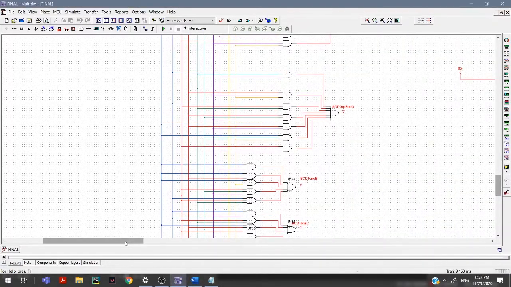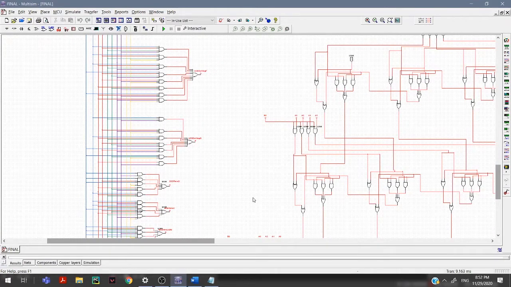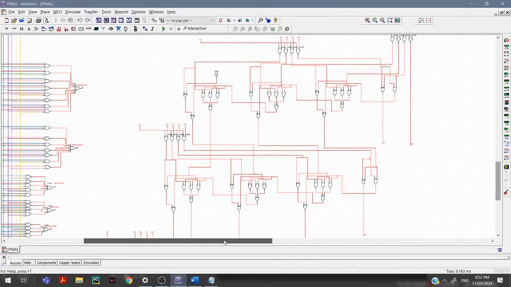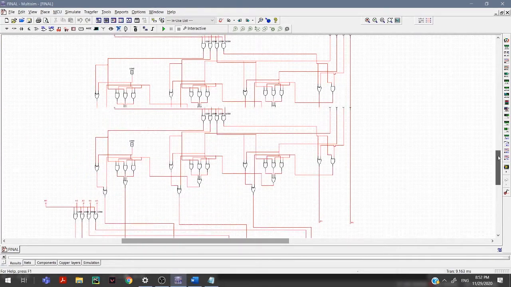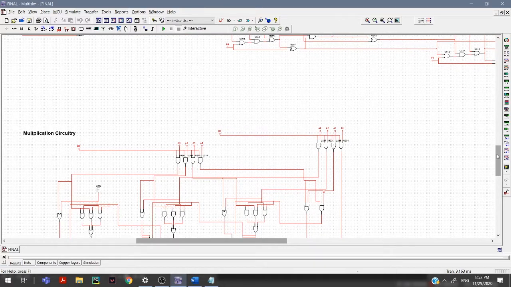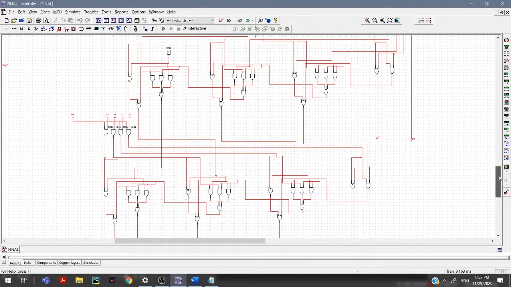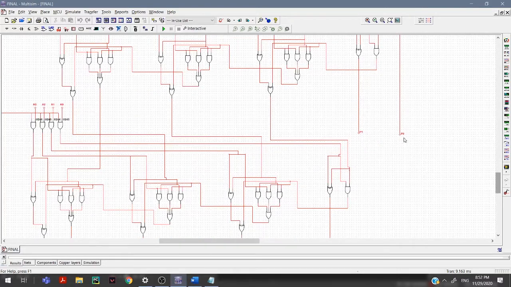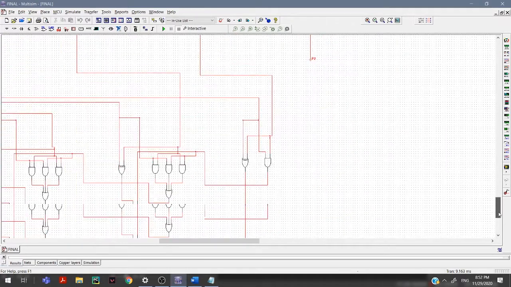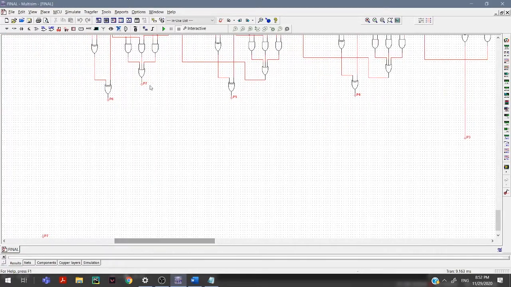The multiplication circuitry consists of many different full adders and half adders that are cascaded with each other. As you can see, we will zoom in here to our multiplication circuitry. We have inputs B0, B1, B2, and B3, and they are connected to inputs A3, A2, A1, and A0 through half adders and full adders. So this is the circuitry. As the output, we have P0, P1, P2, P3, P4, P5, P6, and P7.